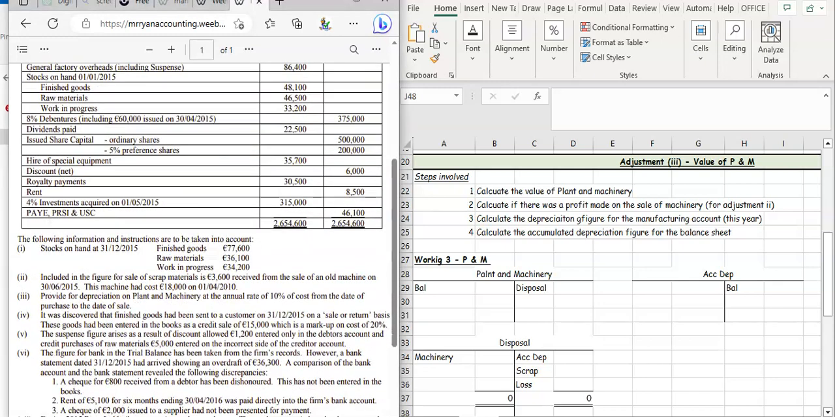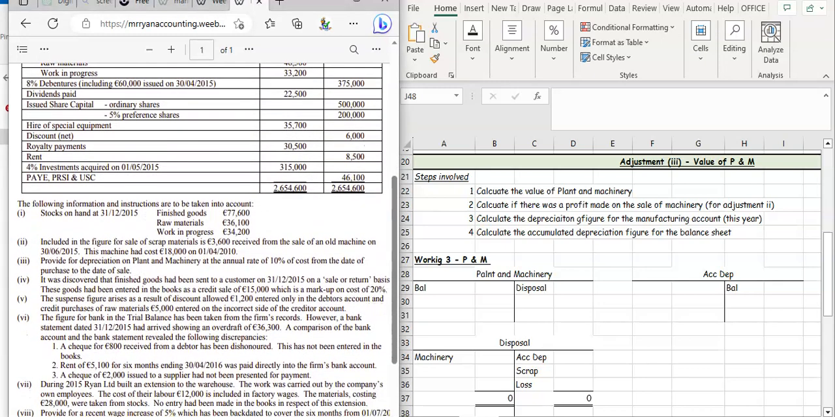Let's have a look at working 3 for Ryan Limited for the manufacturing account for 2016. It says provide for depreciation on plant and machinery at a rate of 10% of cost from the date of purchase to the date of sale. Remember, we sold machinery up here for 18,000. So now we need to find out what is the new value of our plant and machinery.